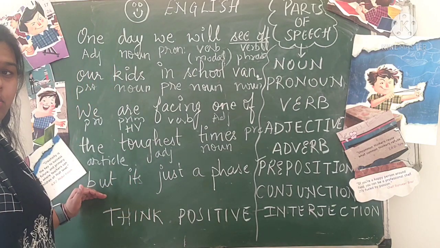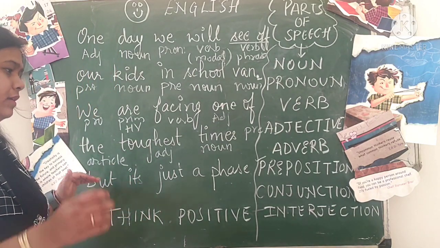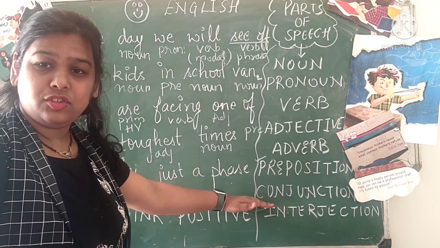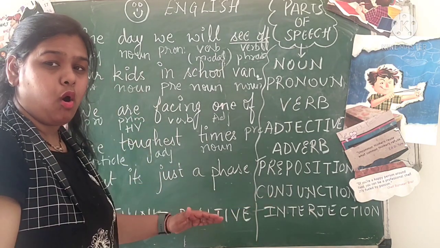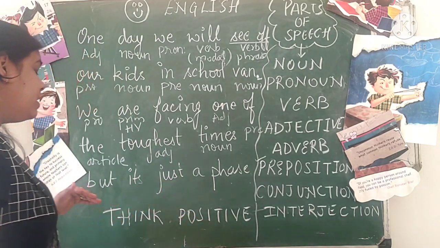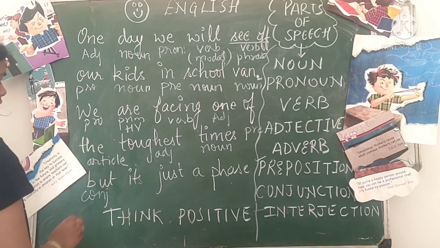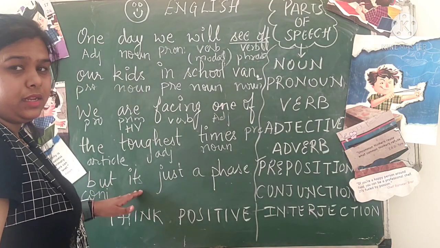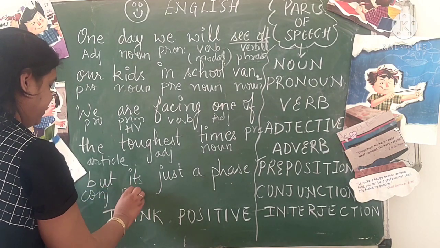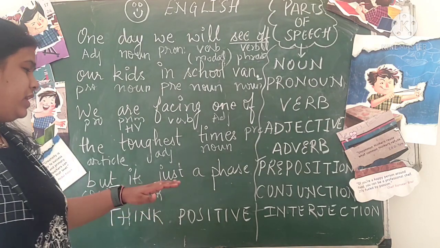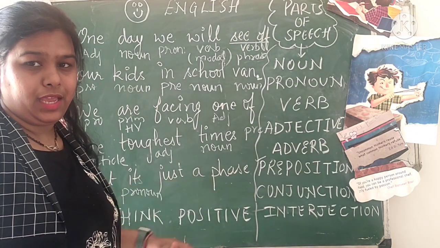Now, but. What is but? But means contradictory. But is a conjunction. Words like and, or, but, because, they are conjunctions. So but is a conjunction. It's, again it's a pronoun. It's just a phase.